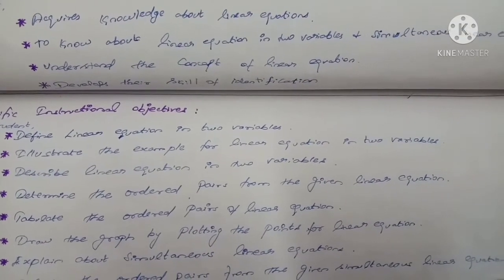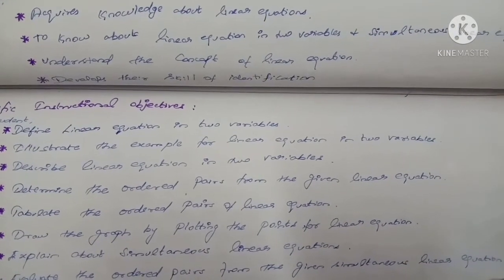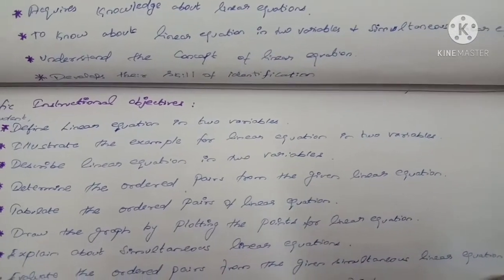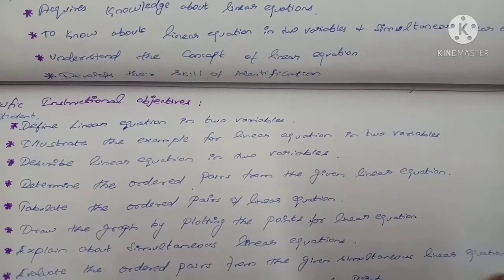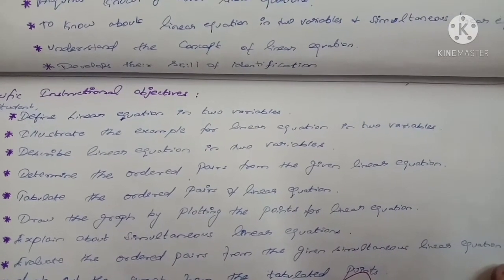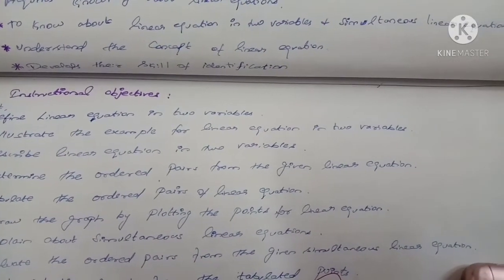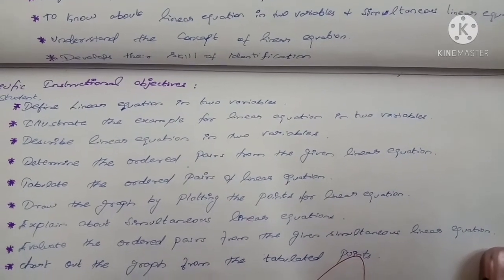Determine the ordered pairs from the given linear equation. Tabulate the ordered pairs of linear equation. Draw the graph by plotting the points for linear equation.